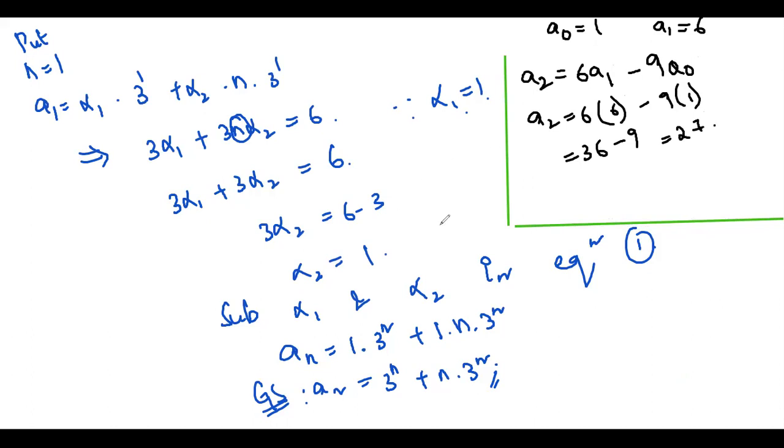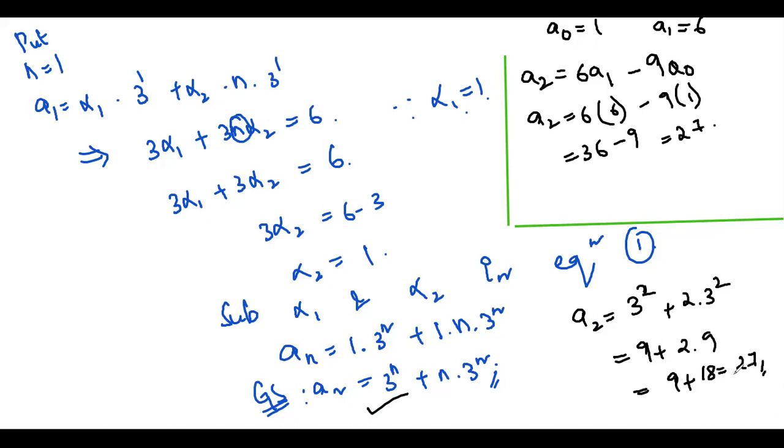Okay. Now, using the general solution, let's find our A2. A2 is 3 square plus 2 into 3 square. 3 square is 9, 2 into 3 square is 2 into 9. 9 plus 18 will give us 27. So you can see that our general solution is also correct, and we have found it by using both the recurrence relation and the general solution.